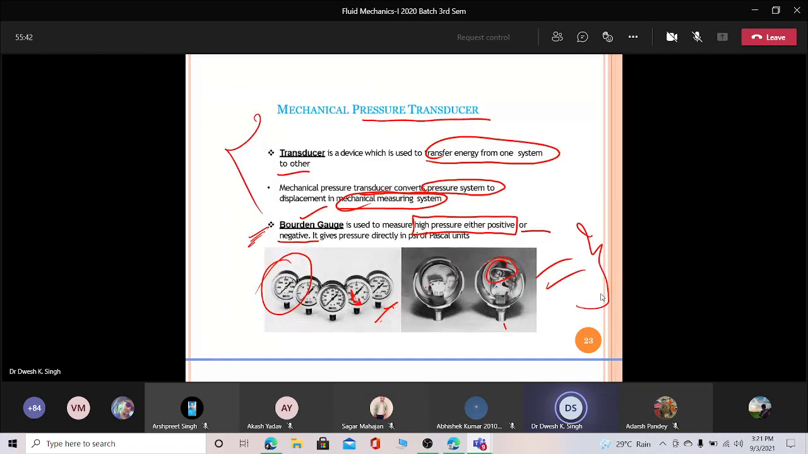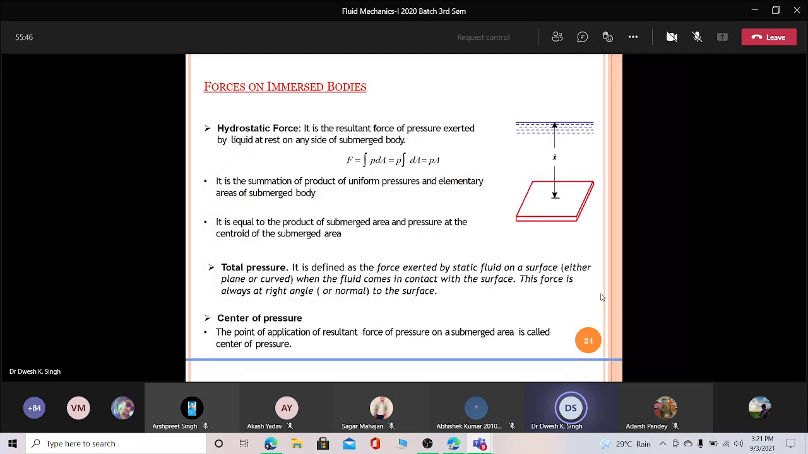Now here I will stop today, because next we have a new topic, force on an immersed body. This topic is totally different, and I will start it from the next lecture. Okay. Here I will stop. If you have any question, then you can ask.